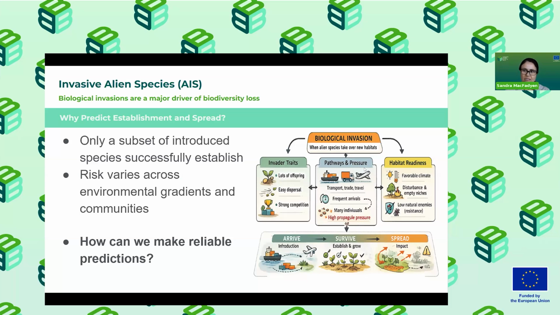Then you have the habitat readiness, which is that even a good invader needs the right conditions. A new area needs to have a suitable climate. Disturbances like fire and land clearing, or fewer natural enemies, need to be considered. That makes it easier for that species to take hold. So invasions are caused by not just one thing. There are a bunch of things that need to line up for a capable species to be repeatedly introduced and welcomed into this disturbed habitat so that it can take hold and spread and cause more impacts.